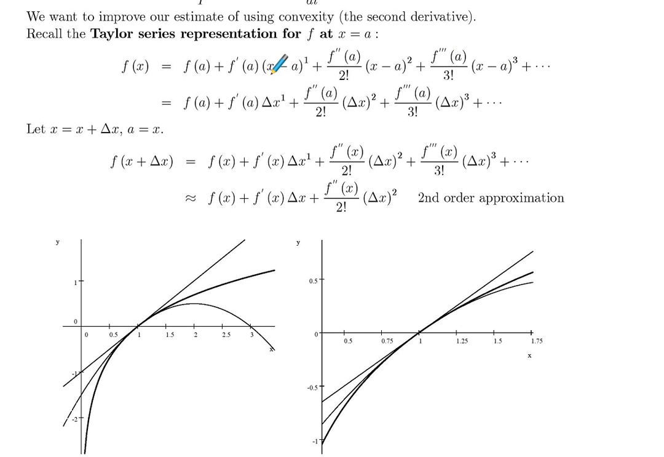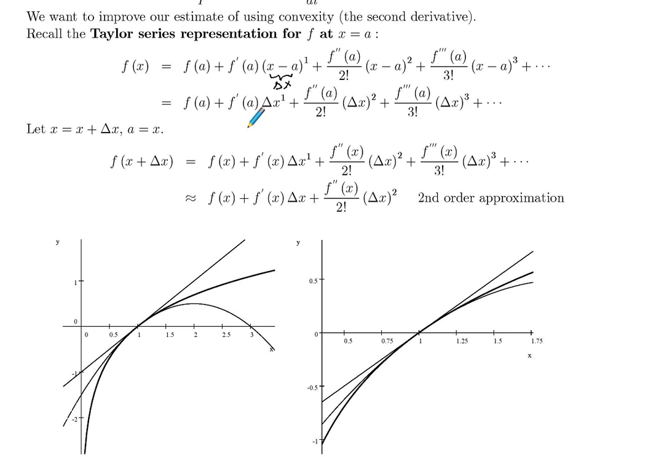Now if we take this quantity x minus a and we call that delta x, then we can represent this as f of a plus f prime of a delta x plus f double prime at a over 2 factorial delta x squared, and so on.